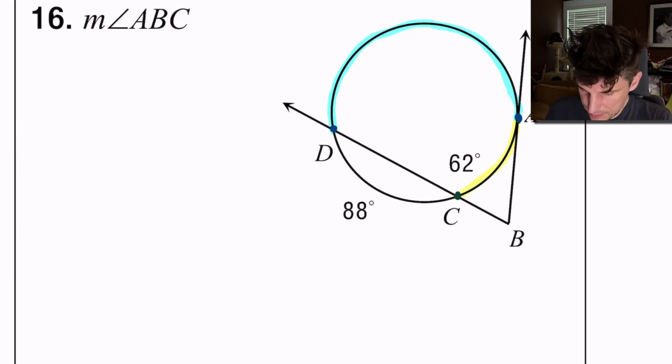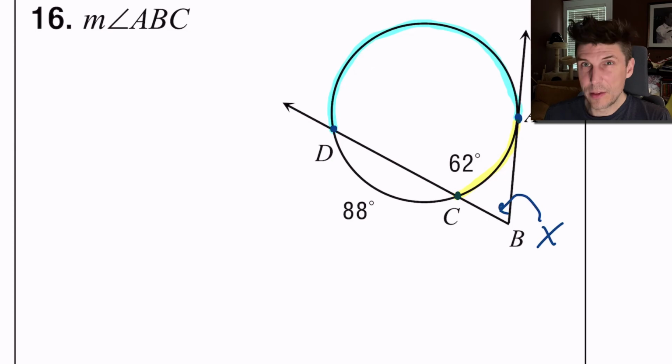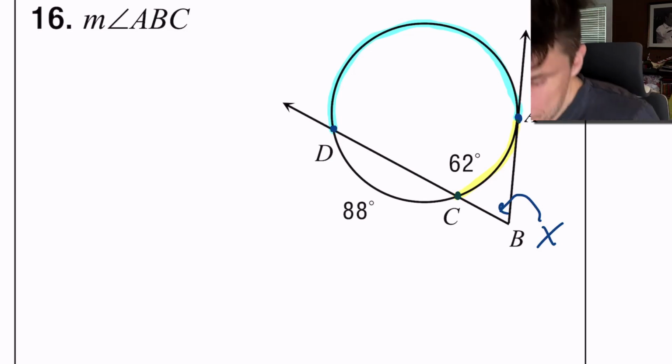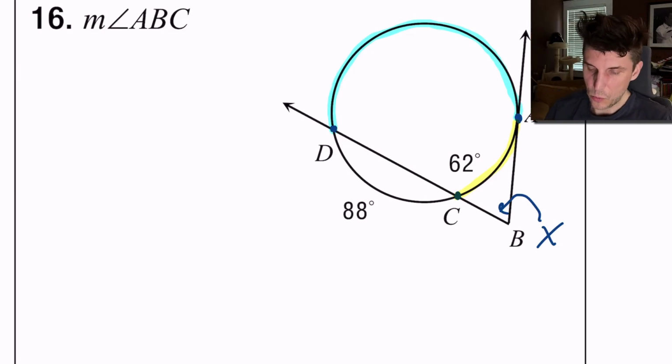So let's label that X, because that's the star of the show. We really need to know what X is. We know that X is related to that light blue arc and that yellow arc, and X should be half of their difference. So how do you find that light blue arc, basically? If you guessed that all three of the arcs, the not colored arc and then the light blue and the yellow, should add to 360, you would be correct.